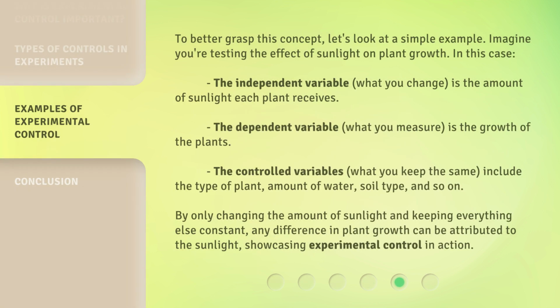To better grasp this concept, let's look at a simple example. Imagine you're testing the effect of sunlight on plant growth. In this case, the independent variable, what you change, is the amount of sunlight each plant receives. The dependent variable, what you measure, is the growth of the plants. The controlled variables, what you keep the same, include the type of plant, amount of water, soil type, and so on. By only changing the amount of sunlight and keeping everything else constant, any difference in plant growth can be attributed to the sunlight, showcasing experimental control in action.